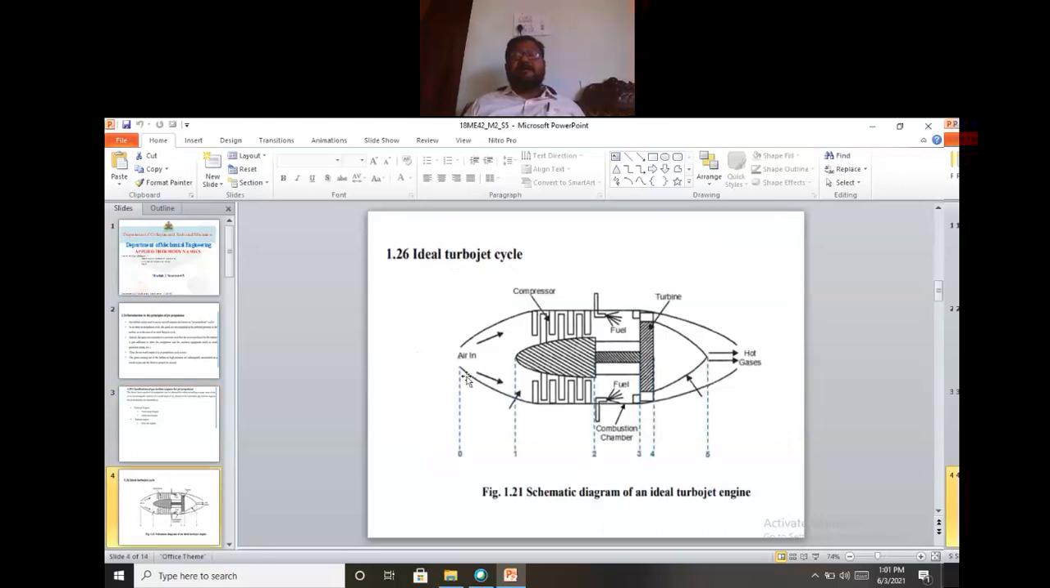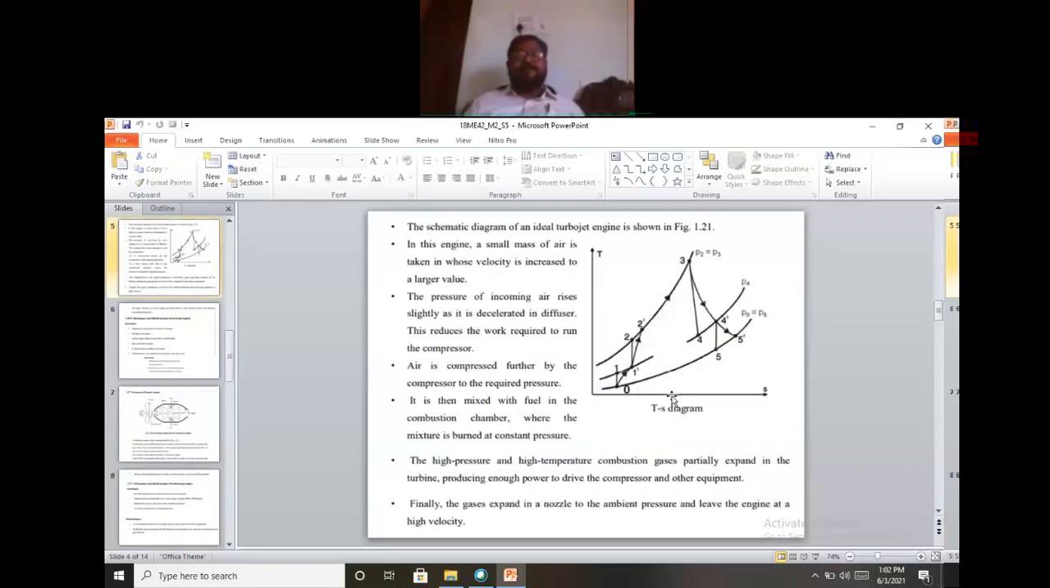In the turbojet engine, the air is first diffused in the diffuser, which is how the design is. After diffusion, it is passed to the compressor, where compression takes place. After that compressor there is the combustion chamber, where the fuel is injected. After the burning of fuel, the burnt gases pass through the turbine and the nozzle.